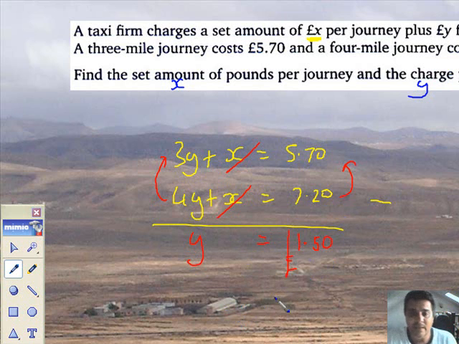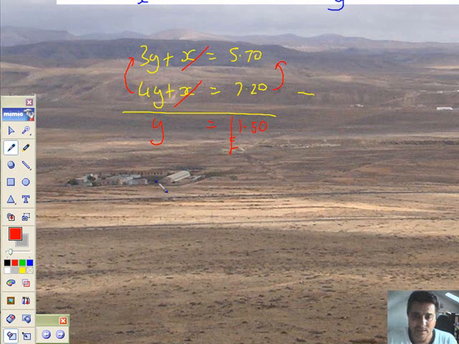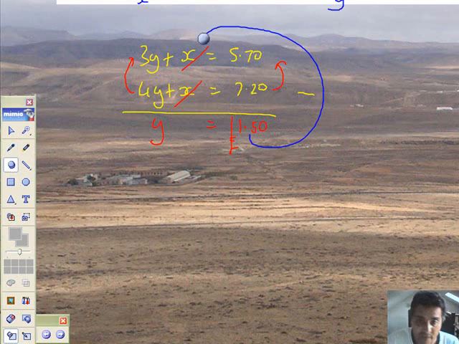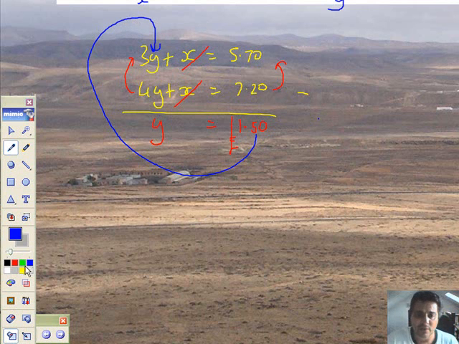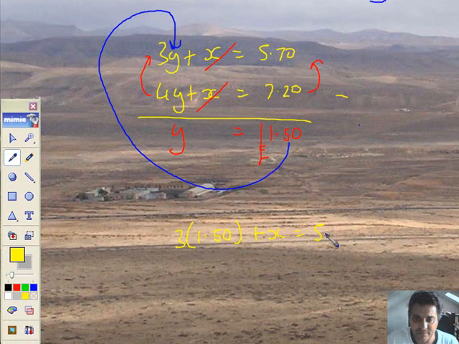So I've done that one. Now the fixed amount, let's work out X. Sorry, I've just calculated Y, the charge per mile. So what I'm going to do now is put the £1.50 where the Y is. So back to where I was. So what have I got then? I've got 3 lots of £1.50 plus the fixed charge will come to £5.70 using the top scenario.